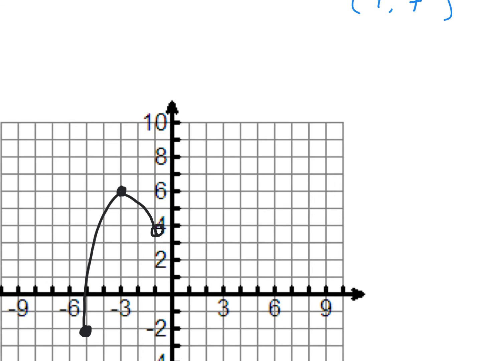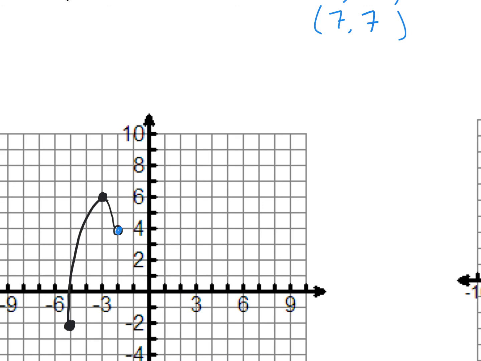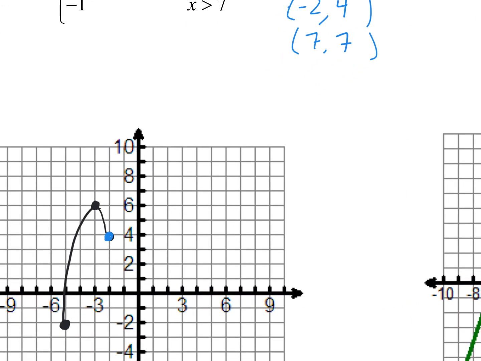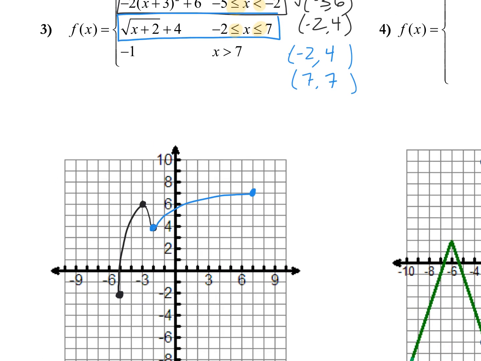Oh, I just recognized that this line should go somewhere else. I graphed my dot incorrectly. The -2, 4 is here. My bad. Anyways, filling it in now for the sprinkler function, -2, 4. Filling it in right there. And then 7, 7. That's right here. And it's supposed to look like a sprinkler. Boom.